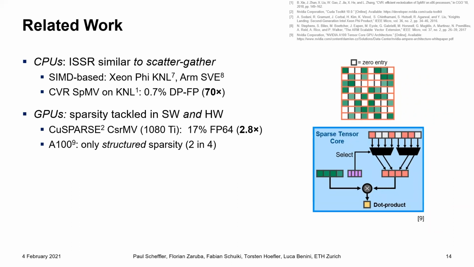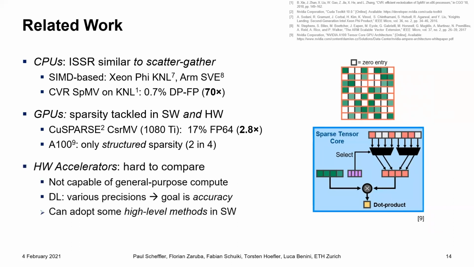or can be 0 for decent acceleration. Then finally, there are a lot of hardware accelerators that target sparsity, but most of those are hard to compare since these accelerators are not capable of general purpose compute, unlike the Snitch cluster. And since often there's a specific goal, such as deep learning, these accelerators use various precision, and their goal is usually something else, like accuracy in deep learning. But nevertheless, in the paper, we show that some of the high-level methods employed by them, we can also implement in software, for example, regarding data movement.